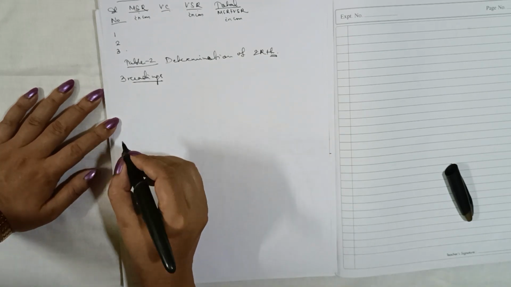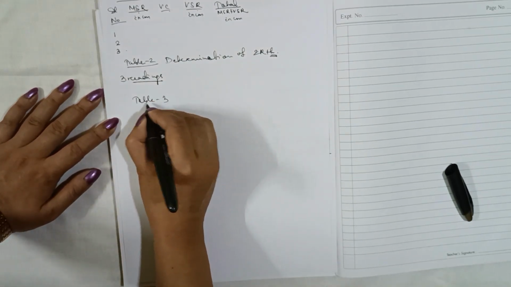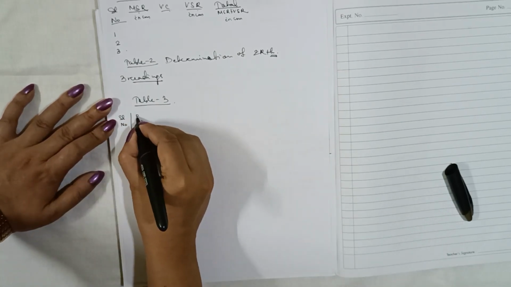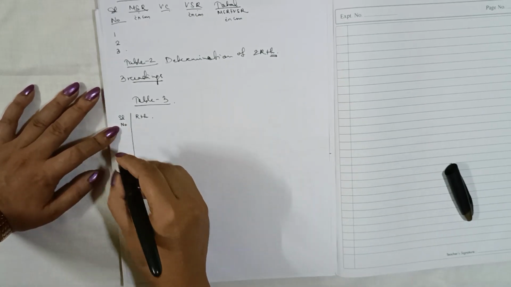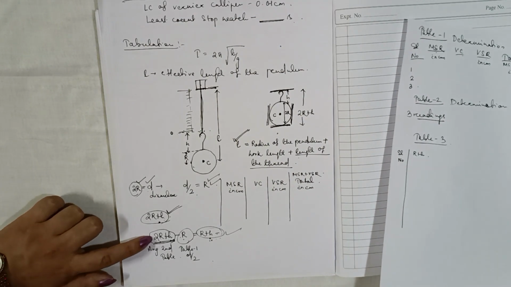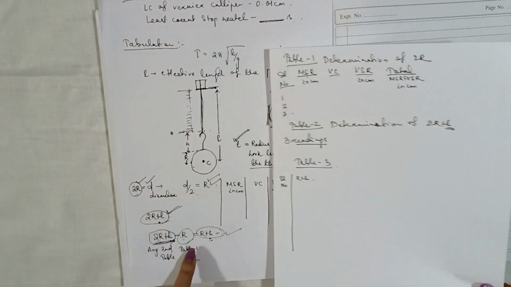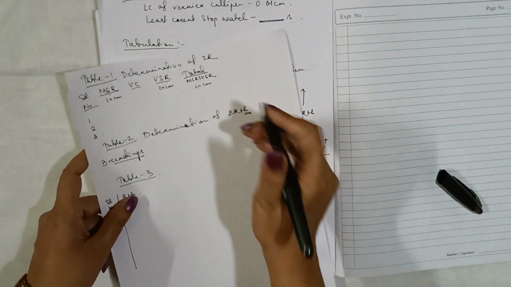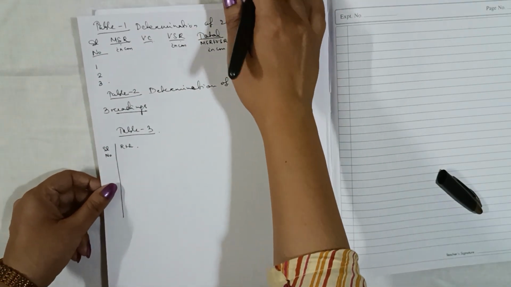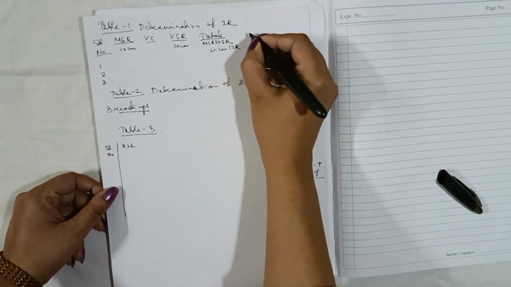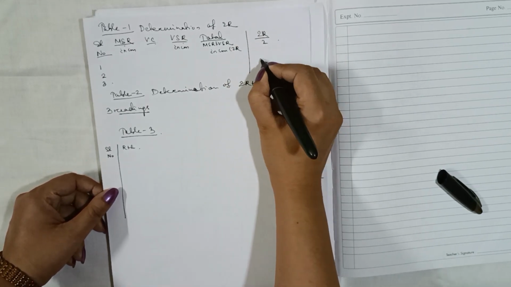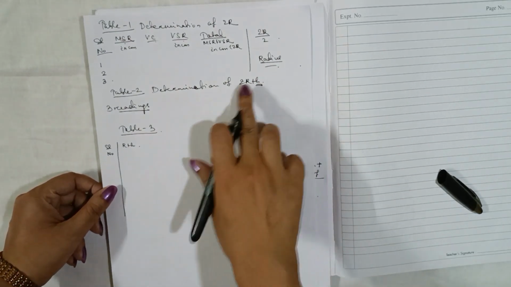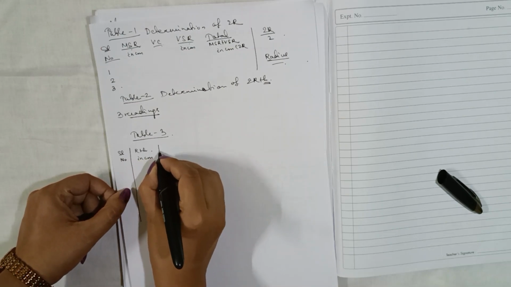Now comes table 3. This is the important part. Table 3. Here you take serial number. Please note down what is your R plus H. And R plus H will be determined, I have already told you how. 2R plus H, that means table 2 average minus table 1. You can make another column over here, like this is your 2R. So 2R divided by 2 is going to give you the radius. So this R plus H in centimeter needs to be determined.